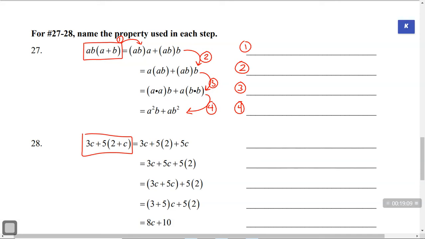I'm going to show you this first one as an example, and then I'd like you to pause and try to do 28. So looking at this first one, I had AB outside of the group, and now AB is being multiplied to each value in the group. That is our distributive property.